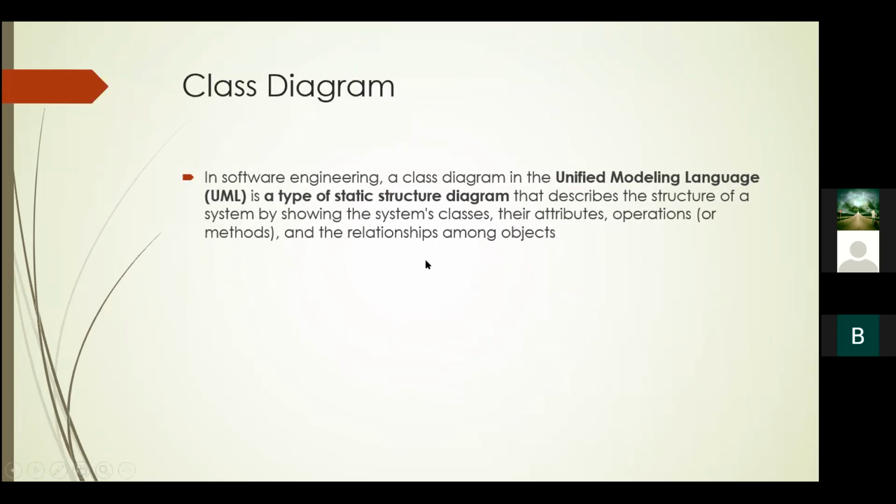Next is the class diagram. In software engineering, a class diagram in the UML is a type of static structure diagram. So nandito na tayo sa internal. Okay. Yung behavior kasi, yun yung hindi nakikita nung gumagamit ng software. Yung structure, ito yung mga nakikita nung gumagawa ng software. Okay. That describes the structure of a system by showing the system's classes, their attributes, operations, or yung tinatawag natin methods, and the relationships among the objects.